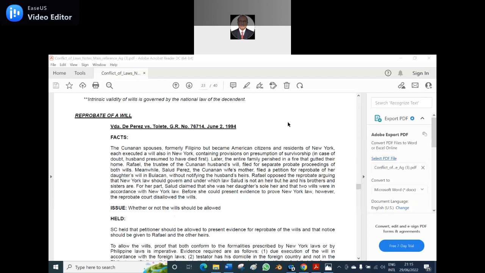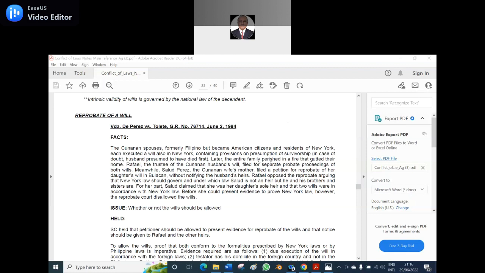Each executed a will in New York, containing provisions on the presumption of survivorship. The will comes into effect only when the person who wrote it is no more; then the validity of the will comes out. On survivorship, in case of doubt, the husband is presumed to have died first. Suppose both died in an arson or an accident; the presumption is that the husband died first and the spouse survived.